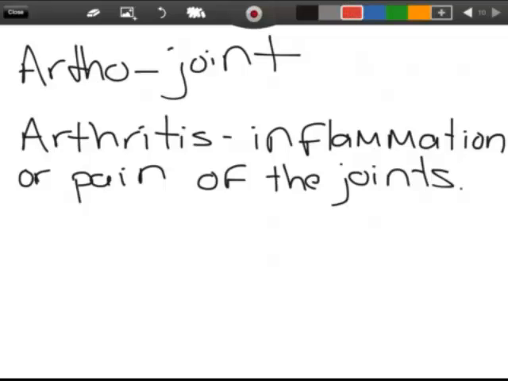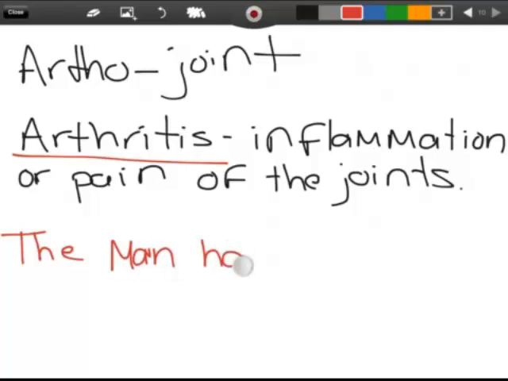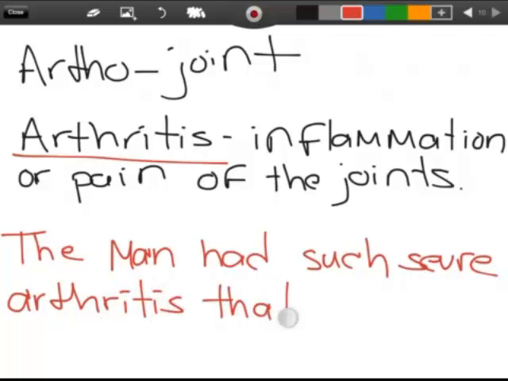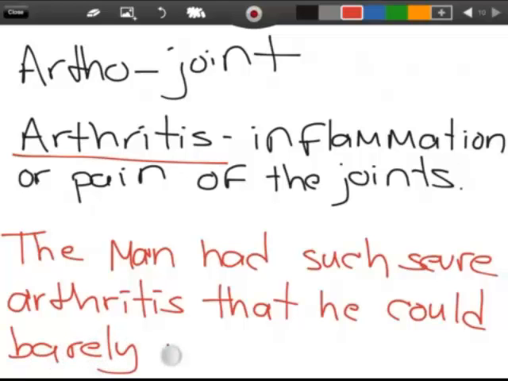And let us try using this in a sentence. We could say, the man had such severe arthritis that he could barely walk. Right.